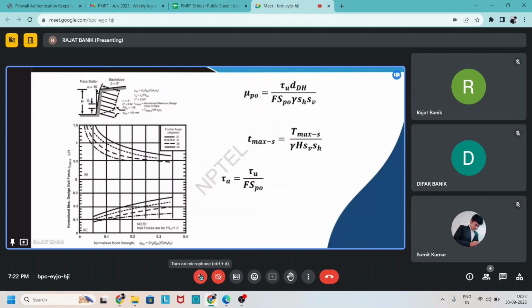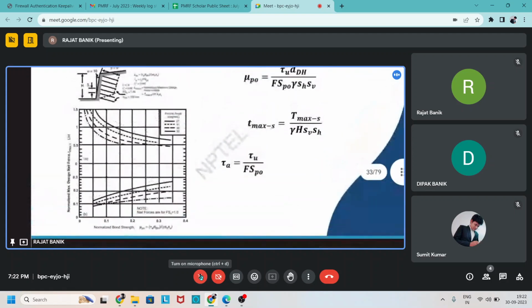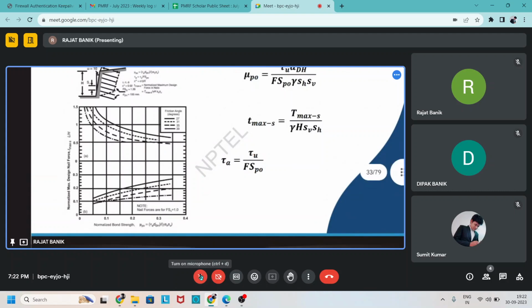And the below one is for finding out the normalized nail force. If we multiply this normalized nail force with gamma h into sh into hb, we find out the total or maximum nail force.